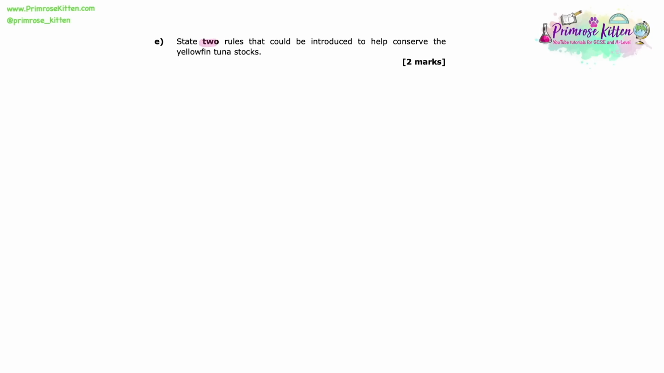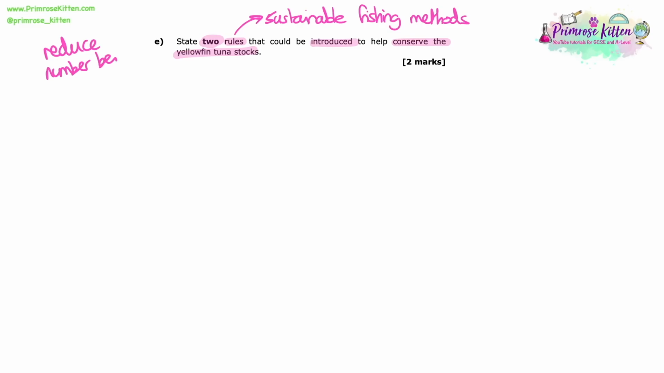State two rules that could be introduced to help conserve the yellowfin tuna stocks. So this really just wants us to give two sustainable fishing methods. It's just a state question, so we're just stating two things that we know. We don't have to link it or explain it or anything like that.